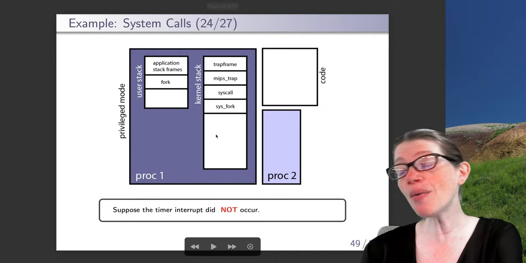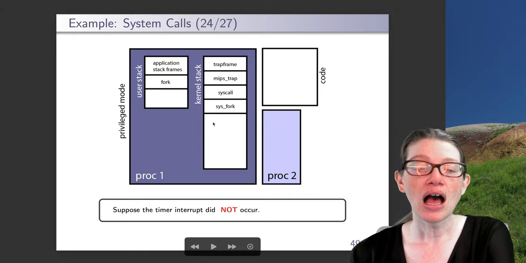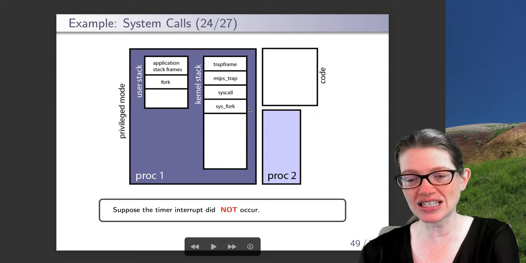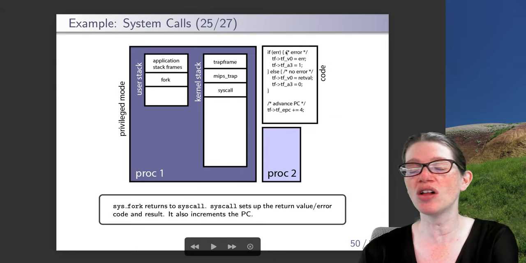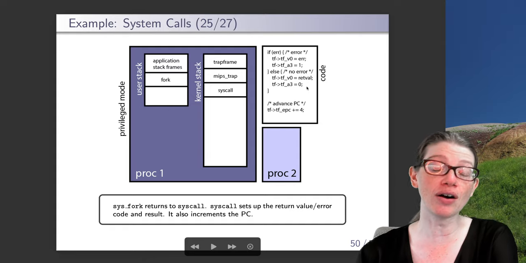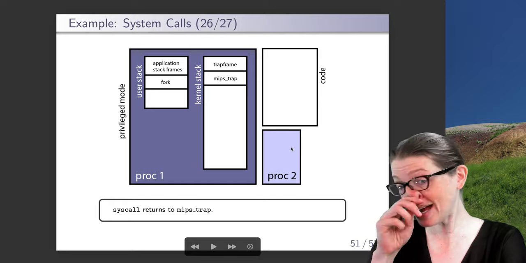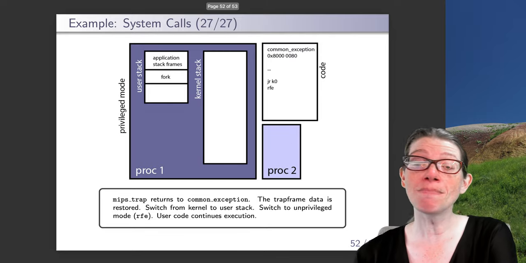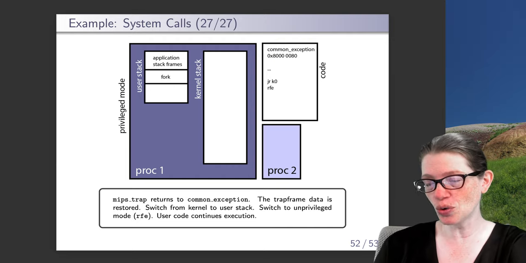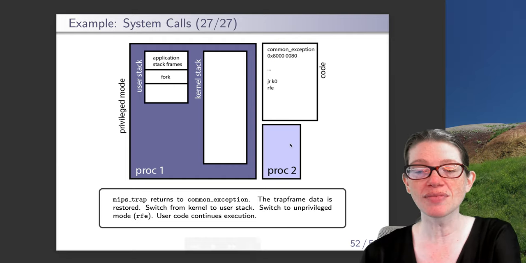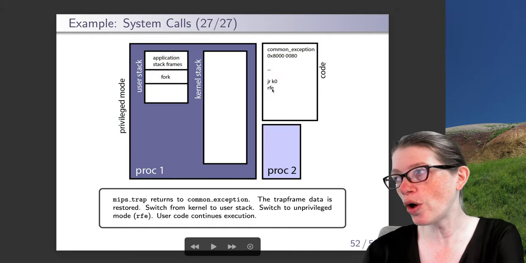If, however, we hadn't been interrupted by that nasty little timer, this is what would happen after sysfork gets called. So sysfork would return to the syscall dispatcher, which would set up our error codes and increase our program counter. It would then return to MIPS trap. MIPS trap would return to common exception, where the trap frame would be restored to the CPU. And then we are going to call return from exception.